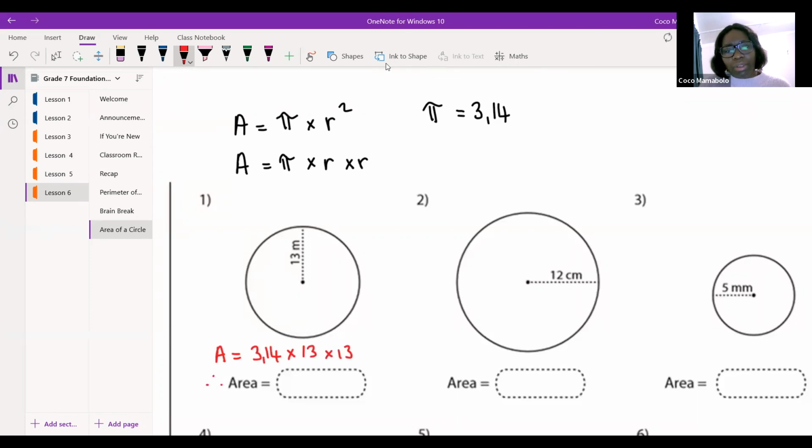Therefore, area is equal to 530,66 meters squared. So square. Well done, Master Chaba. You did that so beautifully. Excellent stuff. Well done. Very, very well done. Okay. All right. Bukang, can we do the next one together?